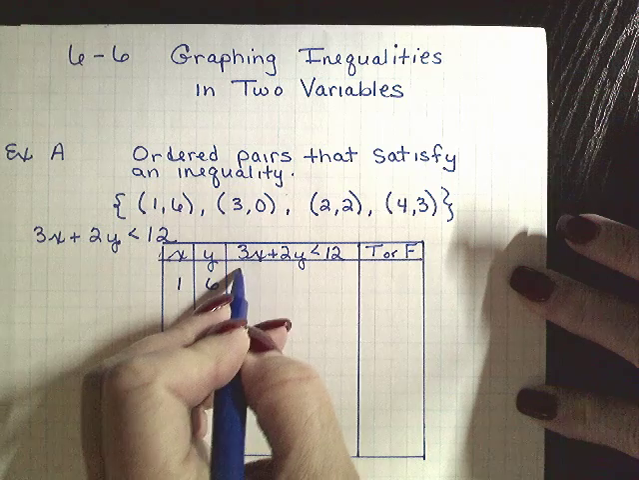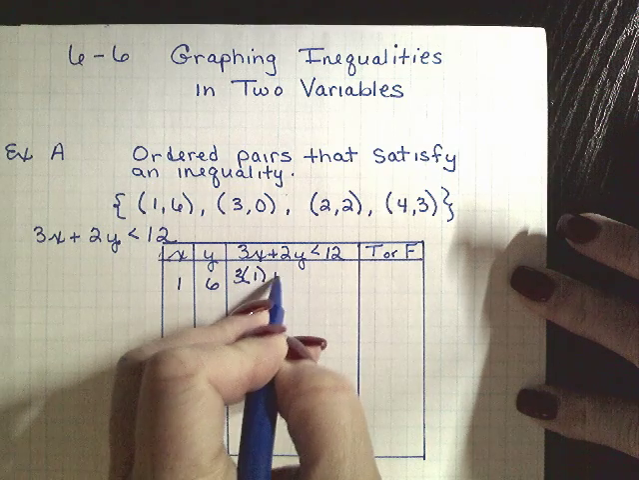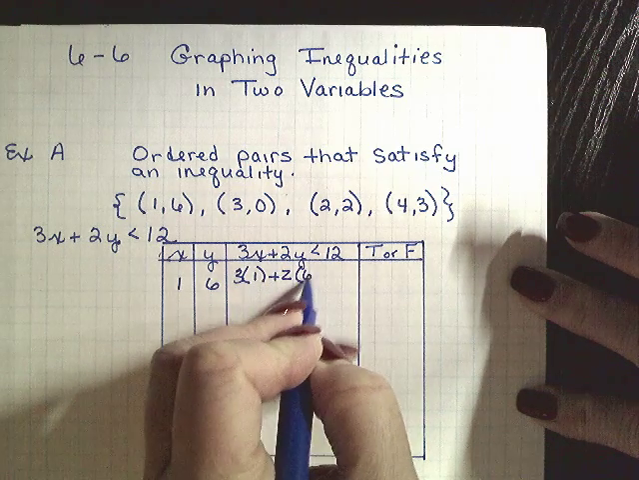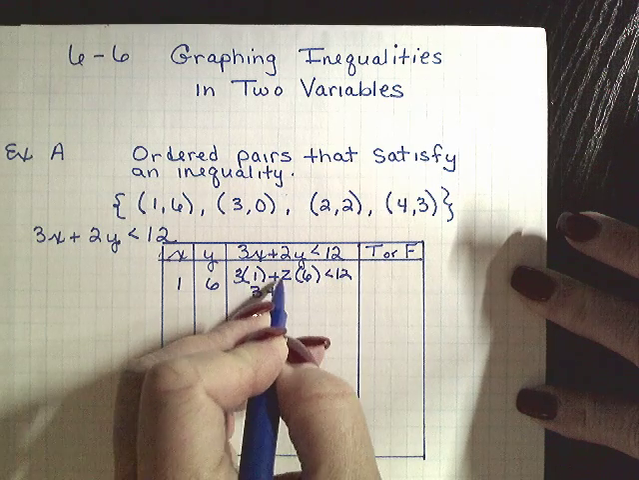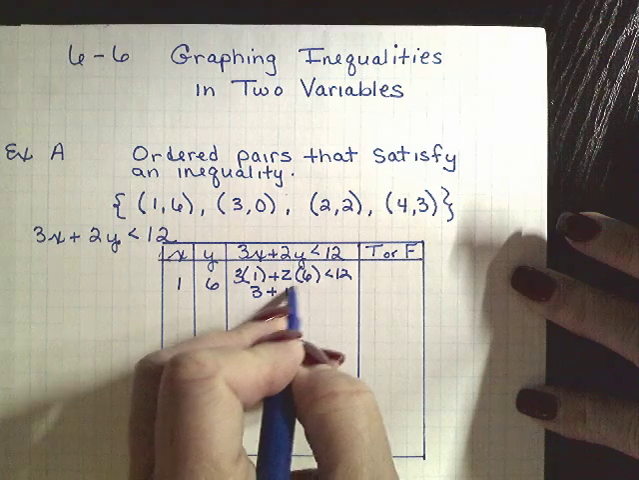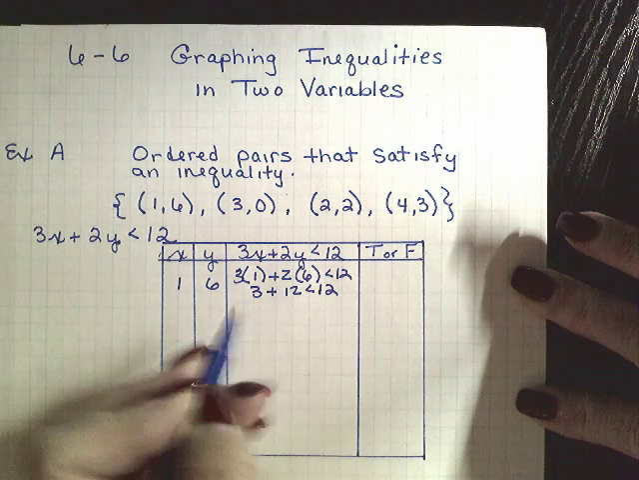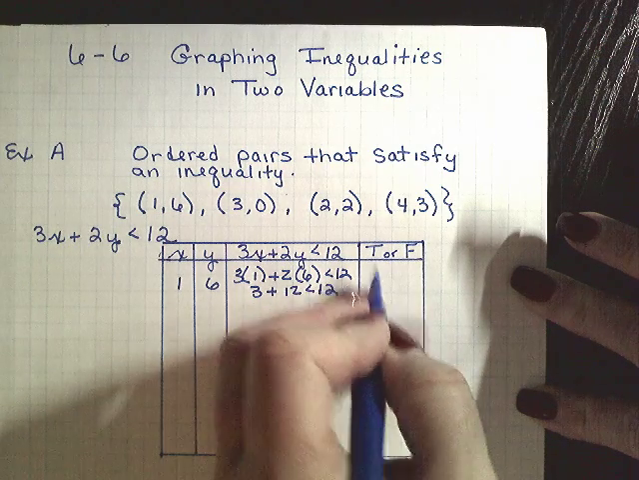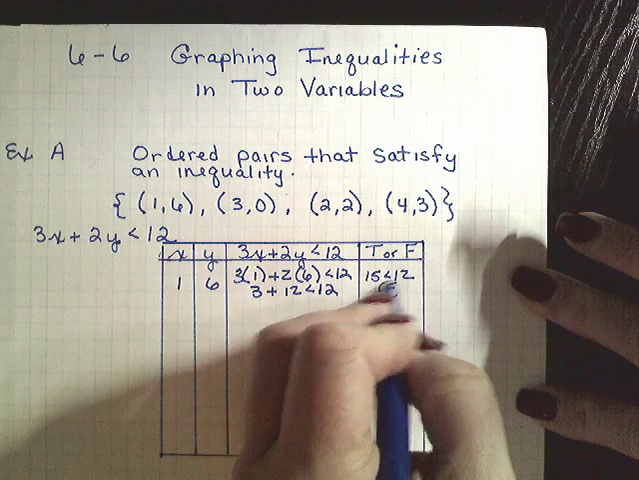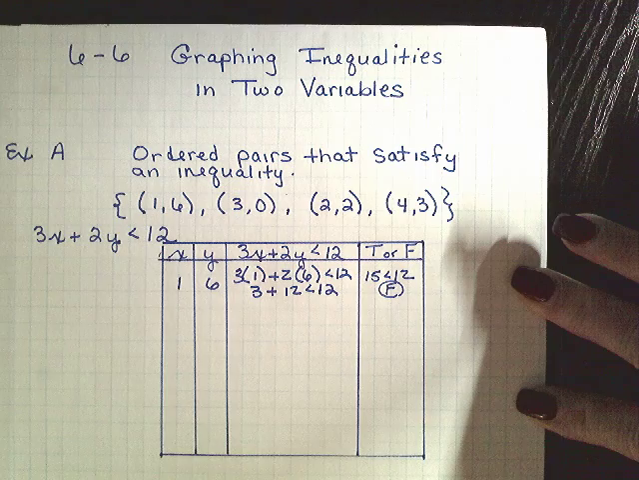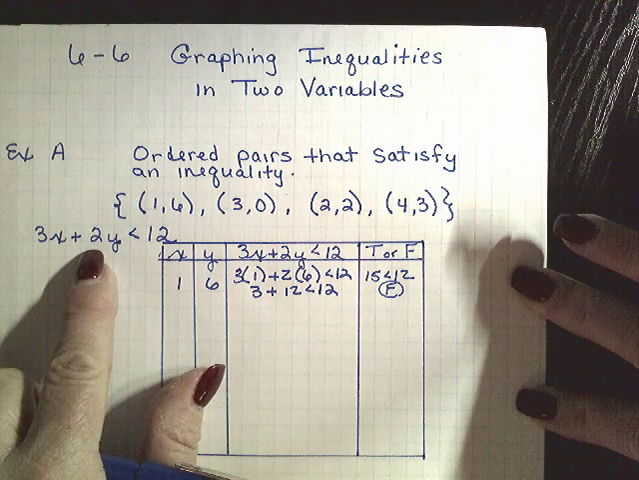The inequality would be 3 times 1 plus 2 times 6 is less than 12. 3 times 1 is 3, 2 times 6 is 12, is less than 12. 12 plus 3 would be 15. Is 15 less than 12? That would be false. So that point would not satisfy this inequality.